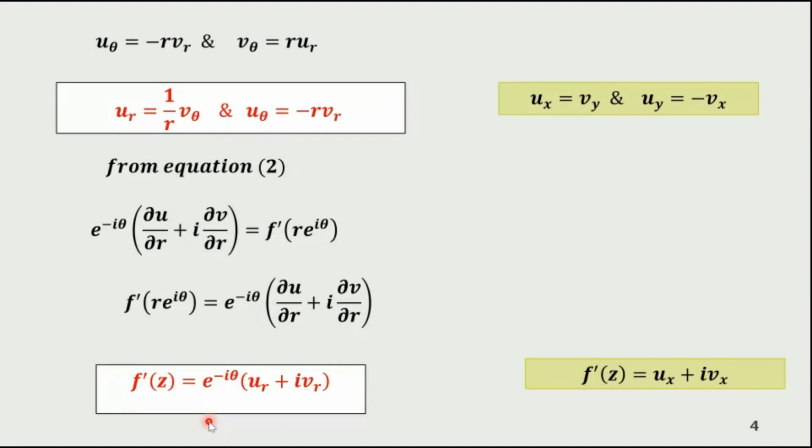Other things you can write if you know the CR equations in the Cartesian coordinates. Here we have used these two equations in solving the analytic function, in calculating the derivative. Everywhere we have applied the CR equations and f dash of z. Now when U is given in terms of r and theta, this is the CR equation and this is the derivative f dash of z.